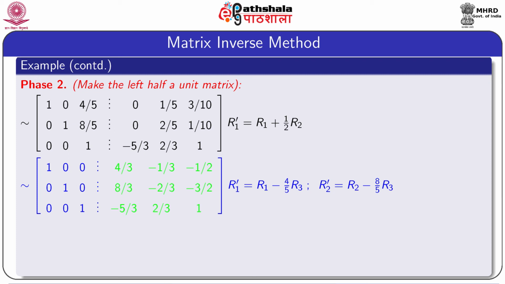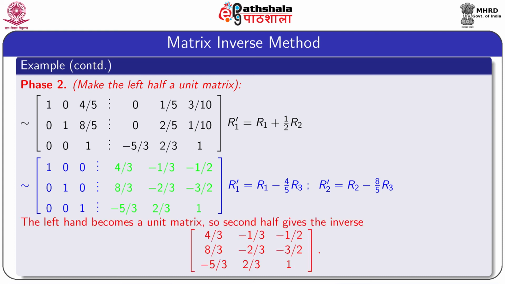Note that the first half becomes a unit matrix and the second half is correspondingly changed as per the row operations, and according to the Gauss-Jordan method, the second part is the inverse of the given matrix. That means, the inverse of the given matrix is 4 by 3 minus 1 by 3 minus half, 8 by 3 minus 2 by 3 minus 3 by 2, and the third row is minus 5 by 3, 2 by 3, 1. So, this is the inverse obtained by the Gauss-Jordan elimination method.